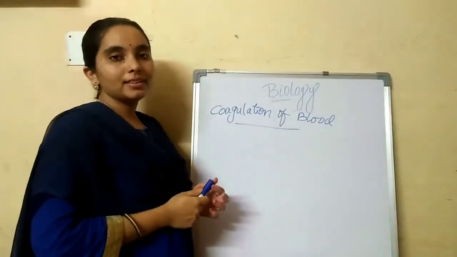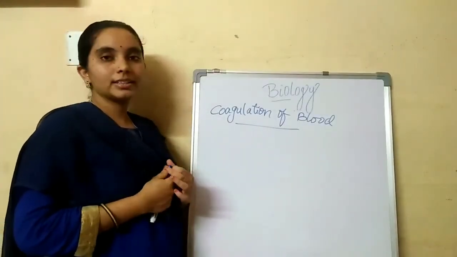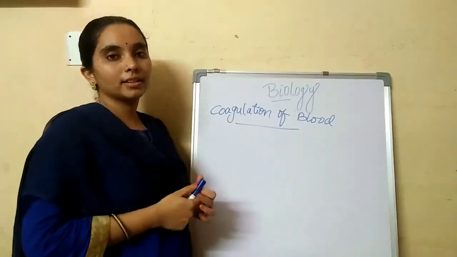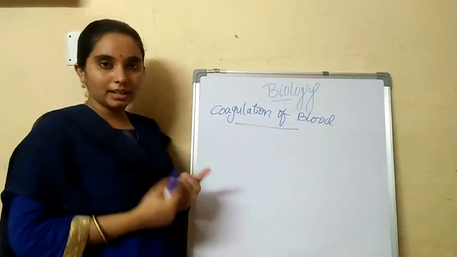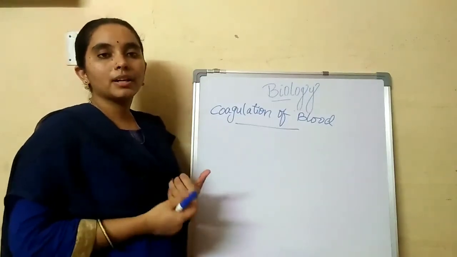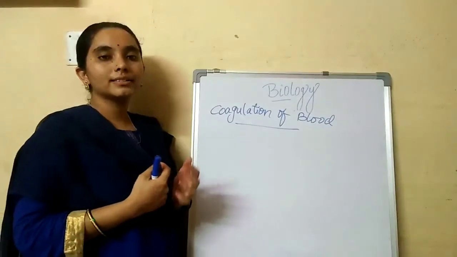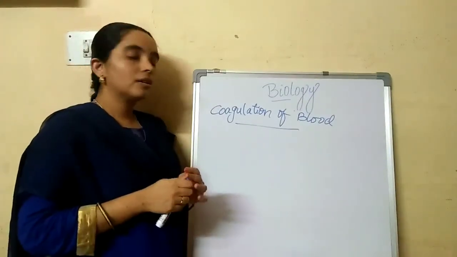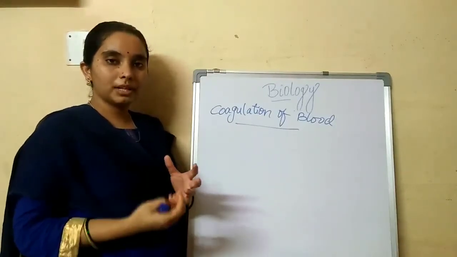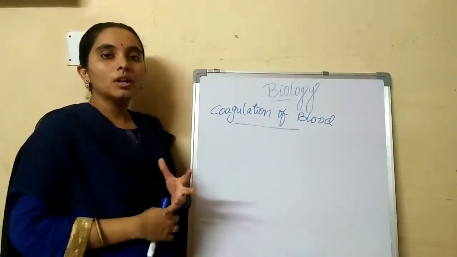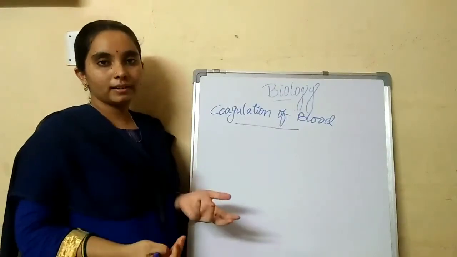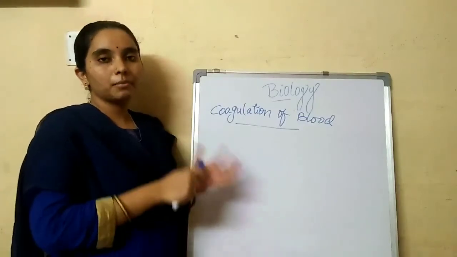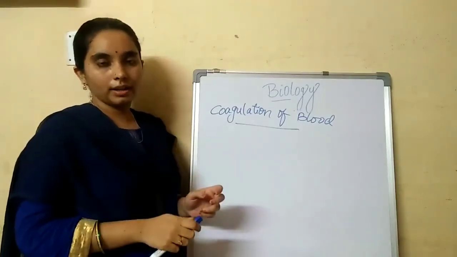So the next topic is coagulation of blood. Coagulation is nothing but the clotting of blood. If anyone gets an injury, or if there is any cut on the skin, the capillaries present on the skin get ruptured, so the blood comes out of the blood vessels. If blood keeps flowing out like that, there is a loss of blood in our body. So there is a need for the blood to get clotted or coagulated.